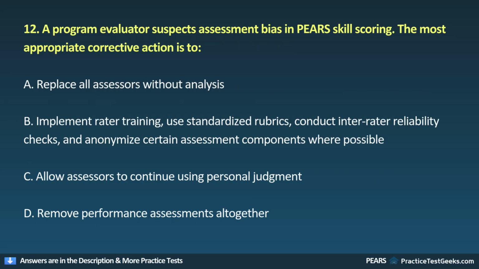12. A program evaluator suspects assessment bias in peer skill scoring. The most appropriate corrective action is to: A. Replace all assessors without analysis. B. Implement rater training, use standardized rubrics, conduct inter-rater reliability checks, and anonymize certain assessment components where possible. C. Allow assessors to continue using personal judgment. D. Remove performance assessments altogether.